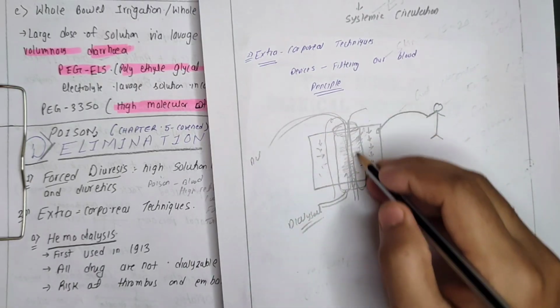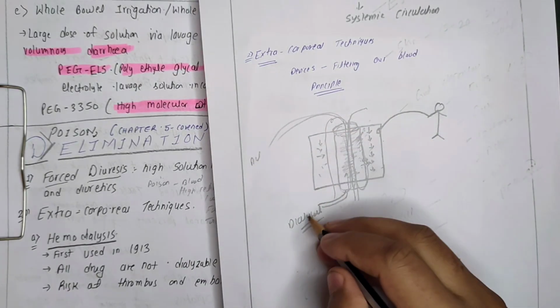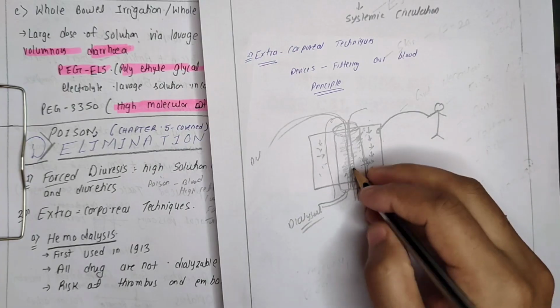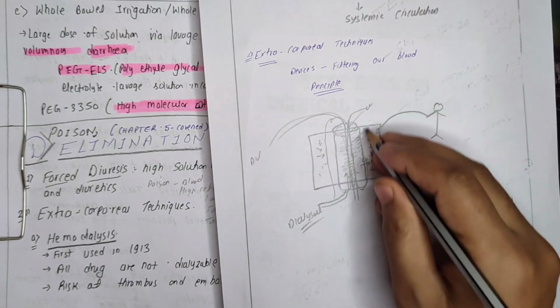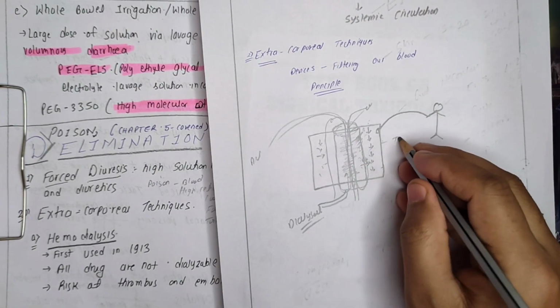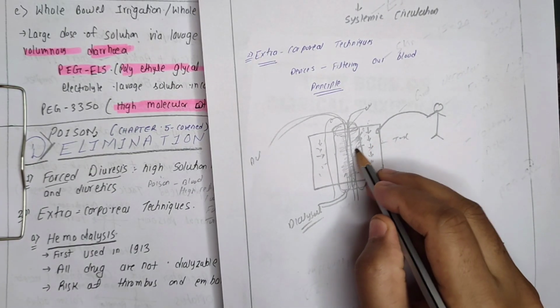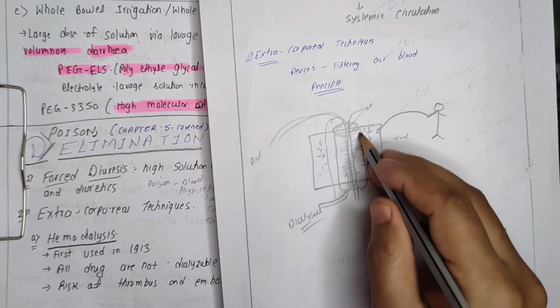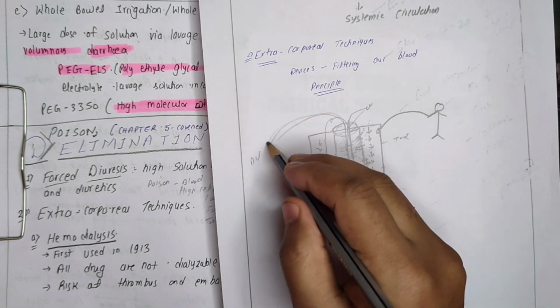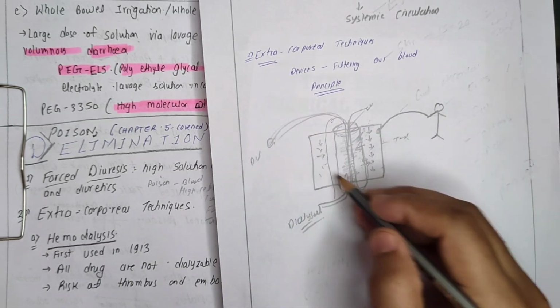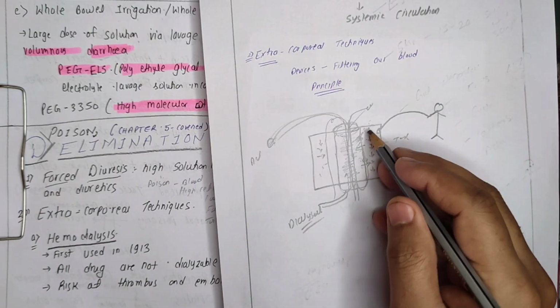In this dialysis process, the dialysate does not contain any poison compound. However, the blood has the toxins. Now, to maintain the equilibrium, toxins from the blood will diffuse into the dialysate. Then these toxins will be taken out in the output fluid. So in this way, our blood will be purified here.